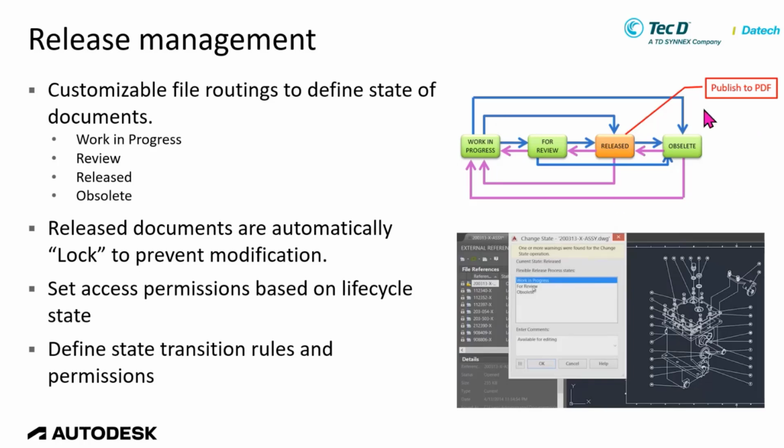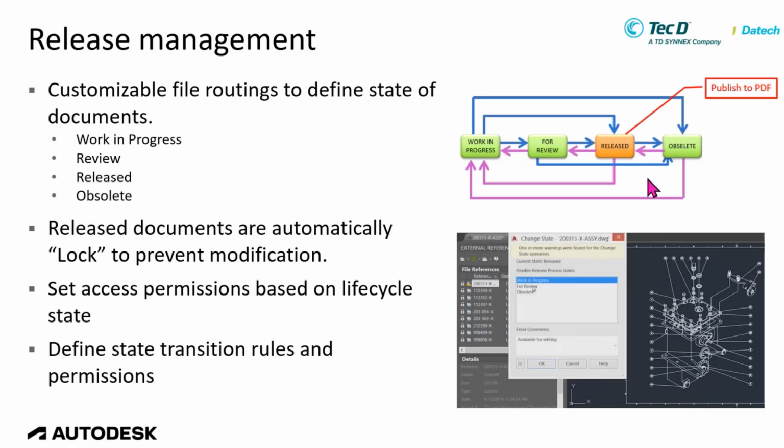In this example, from work in progress, we go for review. After review, if it's rejected, it goes back to work in progress. If it's released, it goes to the orange color where automatically one PDF will be published. This is where we can automate things like creating one copy of the PDF into maybe a special folder only for shop floor people to access. This process can be automated without any human intervention.